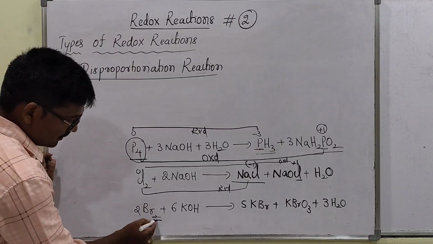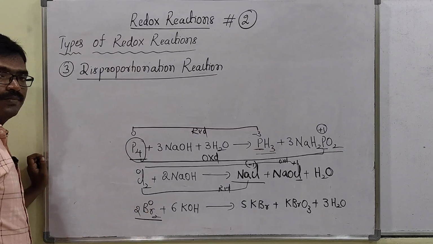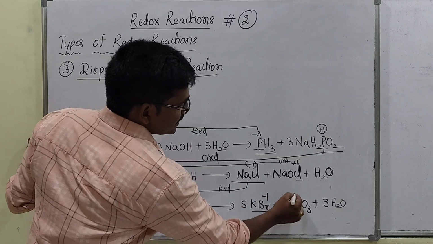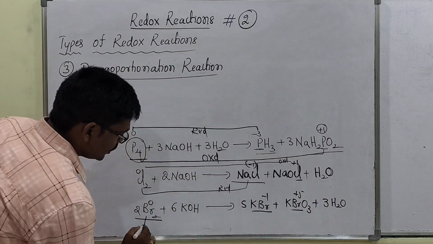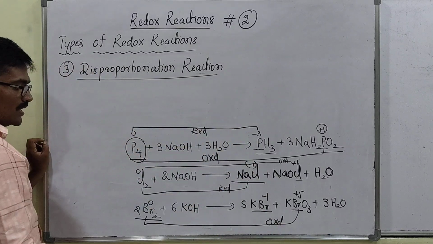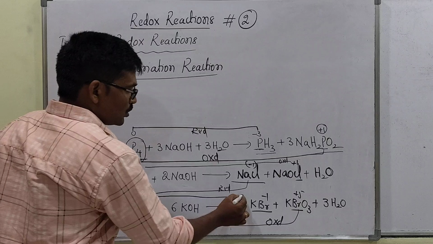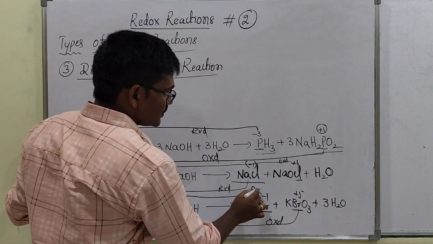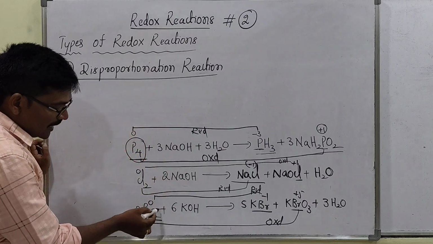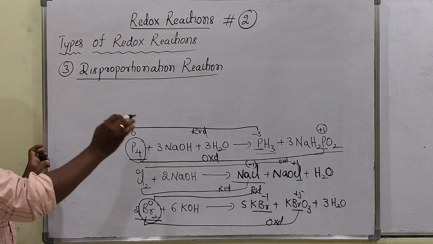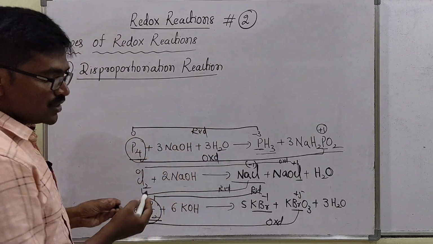Then if you come to bromine, 0 oxidation state, then KBr, Br is -1 oxidation state, and here +5 oxidation state. Then 0 to +5, oxidation number increases. Then 0 to -1, oxidation number decreases, so we call it reduction. So in a single element both oxidation and reduction take place. So such types of reactions we call disproportionation reactions.